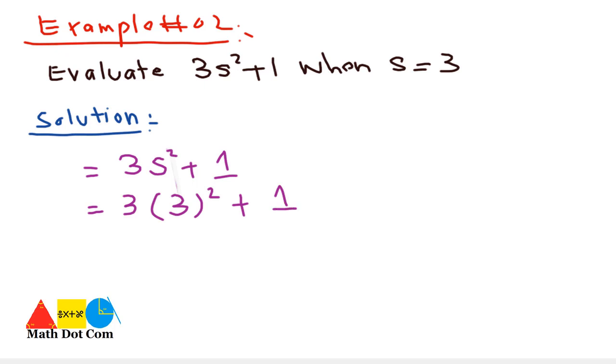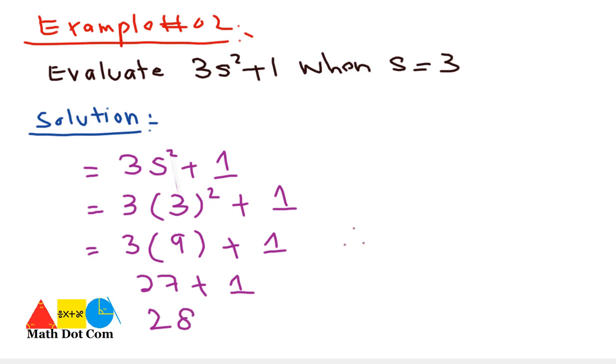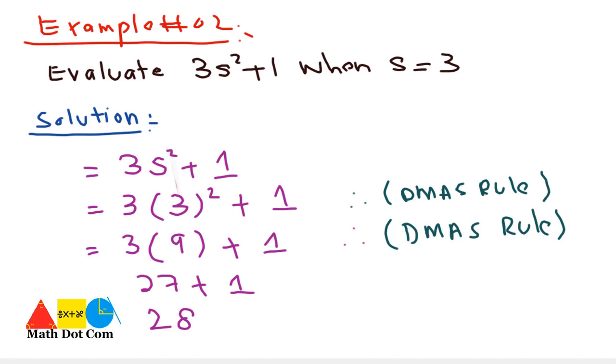When we have an exponent, we have to solve it first by the PEMDAS rule. So 3 into 9 plus 1, then we multiply first: 27 plus 1, and it's 28. It is the PEMDAS rule. Keep these rules in mind whenever you add or subtract certain things. This was another example of evaluating an expression with one variable.